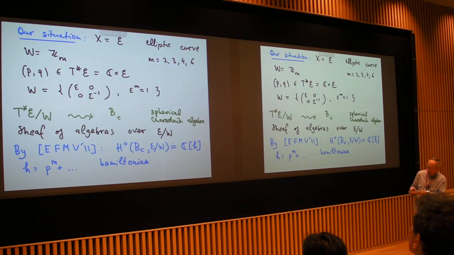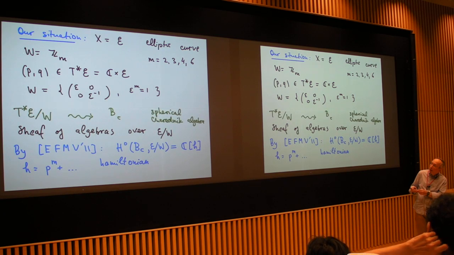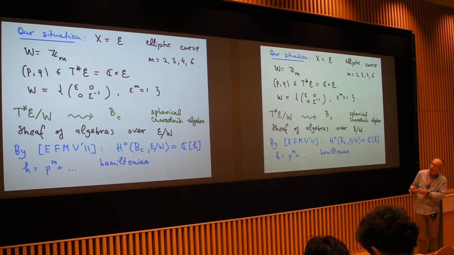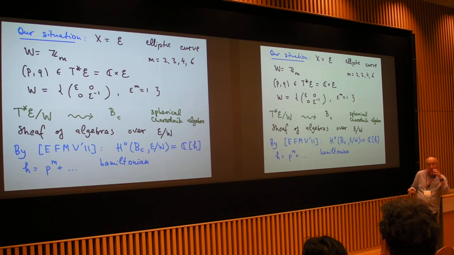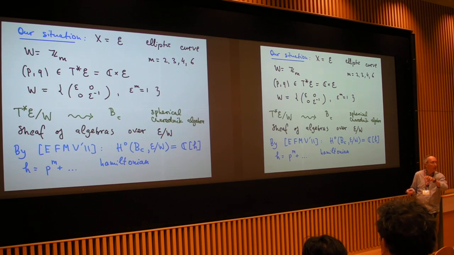Now, when you have an elliptic curve, it has a similar picture. The cotangent bundle to an elliptic curve is just a trivial bundle, so you can identify it with this product, and the action of W will be again similar to the previous example. I will say a little bit more on the next slide. But from what I said, you expect some deformation of the algebra of functions on this cotangent bundle. Unlike in the previous case, it will not be just one algebra. It will be a sheaf of algebras, because for a chosen W-invariant chart, you can talk about global sections on this chart. And so the algebra of global sections will depend on which chart you choose.